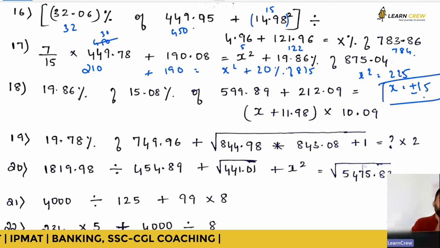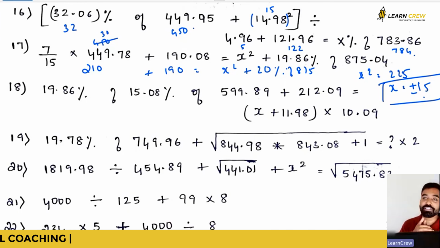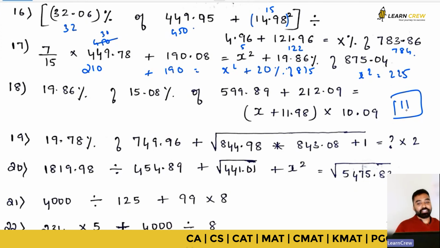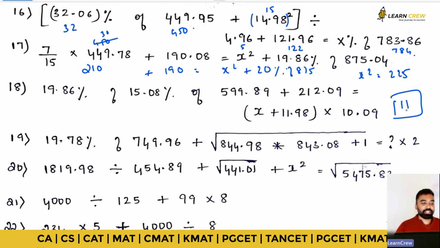See, let it be any exam, your speed math and simplification is important. Let it be CAT, let it be math, or any other exam of banking, it is very important. Go for the next one. 19th. Those who completed 18th, complete 19th, 20.